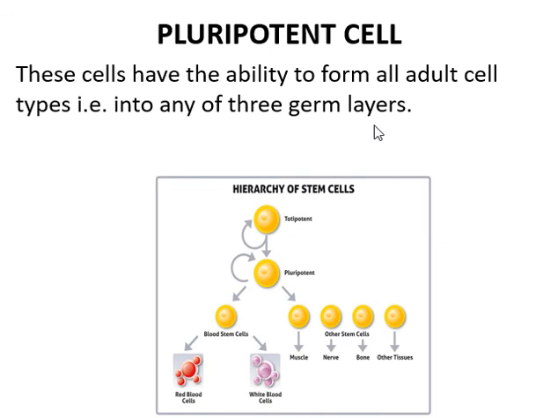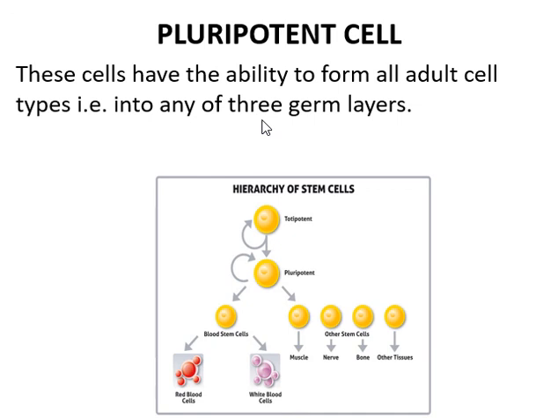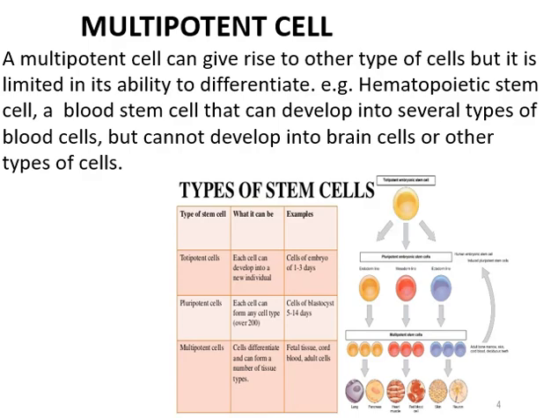Totipotent cells can form all types of cells including the placental tissues. Pluripotent cells have the ability to form adult cell types, not the placental tissue. Now, coming to the multipotent cell types, they can give rise to other types of cells, but are limited in their ability to differentiate. For example, hematopoietic stem cells, blood stem cells that can develop into several types of blood cells, but cannot develop into brain cells or other types of cells. So they are now more specific.